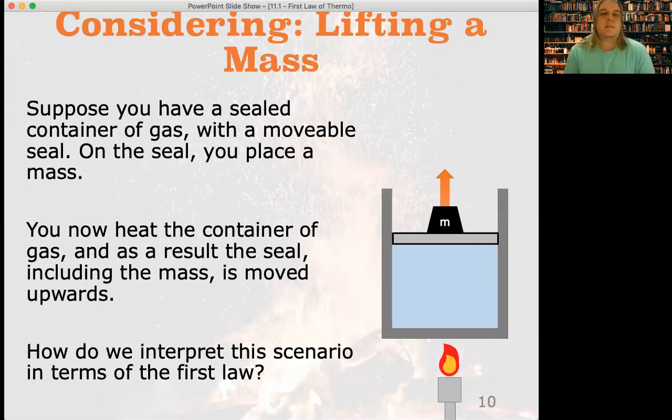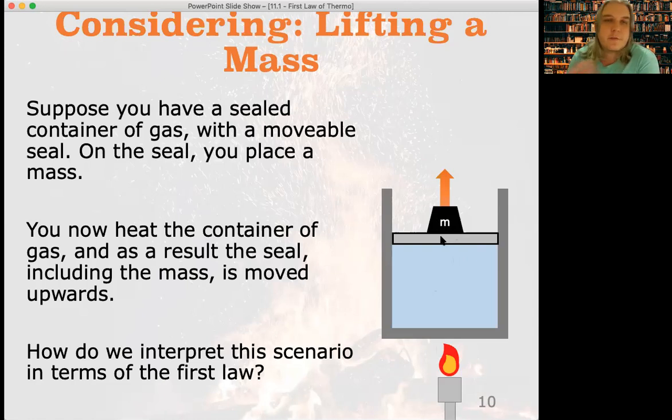The next scenario to consider is lifting a mass. We've met a little container like this before, with a movable seal, when we talked about the ideal gas laws. This container is full of gas, the blue shaded bit. We've got a movable seal on top of it, and we place a mass on top of that, so the mass rests on the gas. As we heat the gas up, the mass will move upwards.